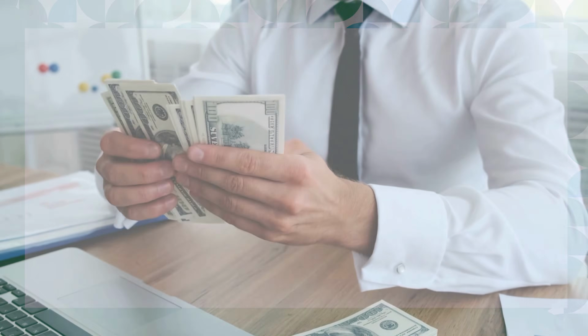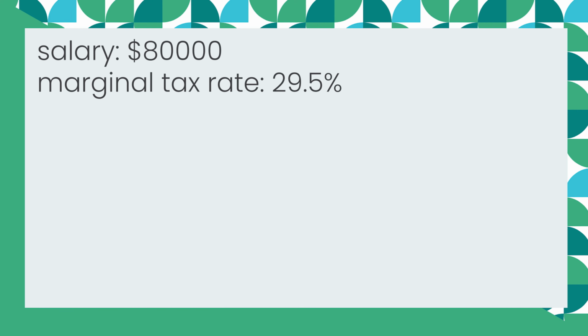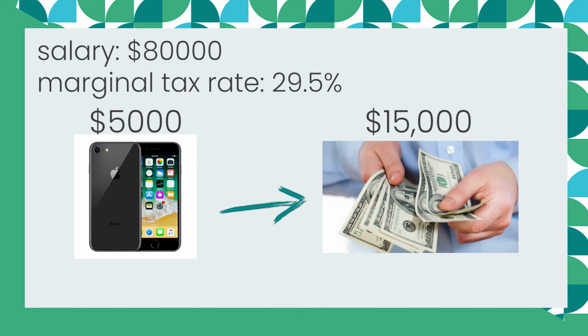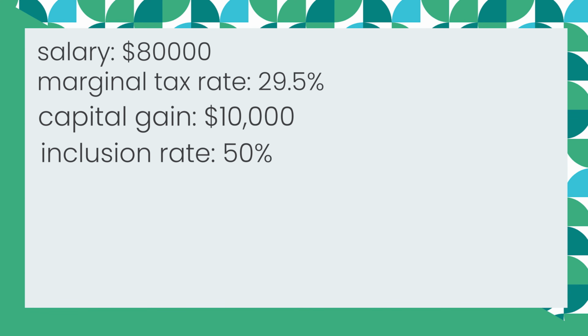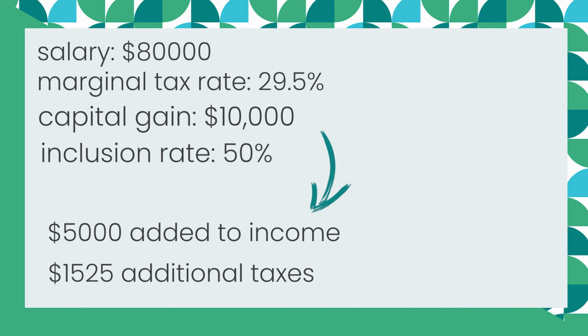Suppose you're a resident in Ontario earning $80,000 a year. According to federal and provincial rates, you have a marginal tax rate of 29.5%, which means that the next dollar you make will be taxed at 29.5%. Let's say you bought Apple for $5,000 and later sell it for $15,000. The result is a capital gain of $10,000. With a 50% inclusion rate in Canada, half of the capital gain, which is $5,000, will be added to your income, resulting in roughly an additional $1,525 in taxes owed.